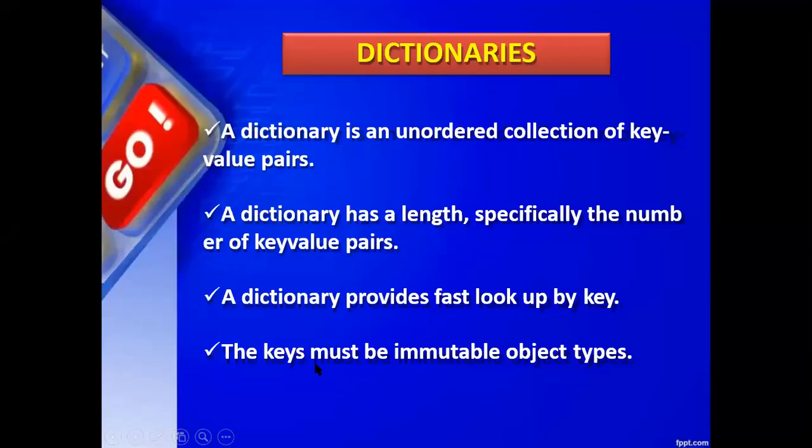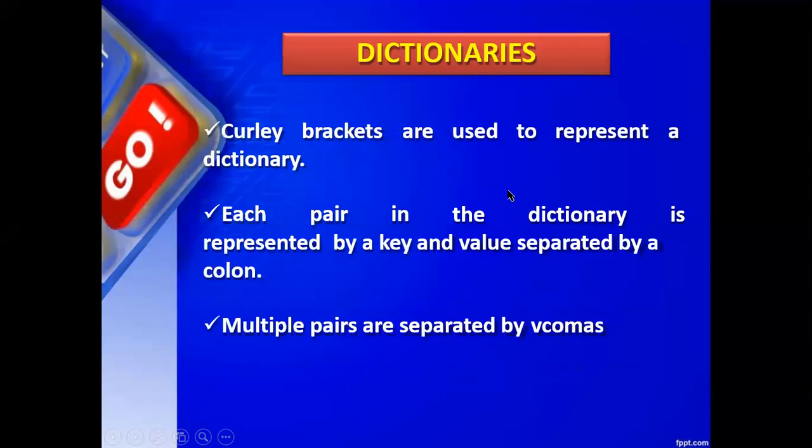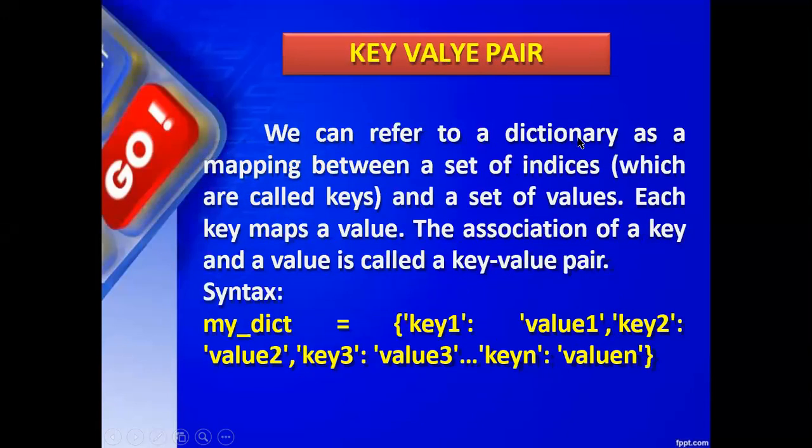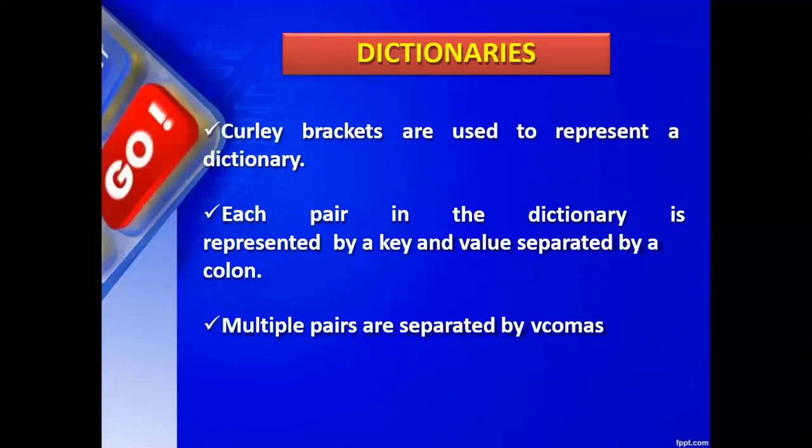So the keys must be of an immutable object type, and each pair in the dictionary is represented by a key and a value separated by a colon. So we can refer to a dictionary as a map between a set of indices, which are called keys, and a set of values. Each key maps itself to a value, and the association of a key and value is called a key value pair.